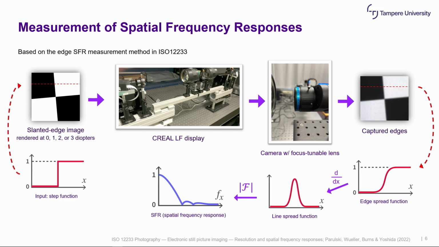Then what we get is the edge spread function, which is how the edge is spread on the camera sensor. After that, a few steps of computation finally give the spatial frequency response, which means how image content is filtered throughout the light field display and the camera as a function of spatial frequency.